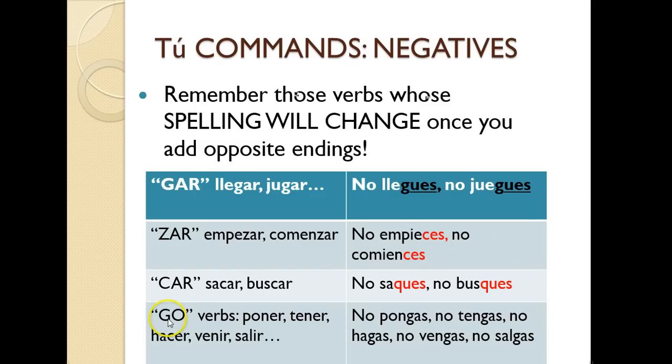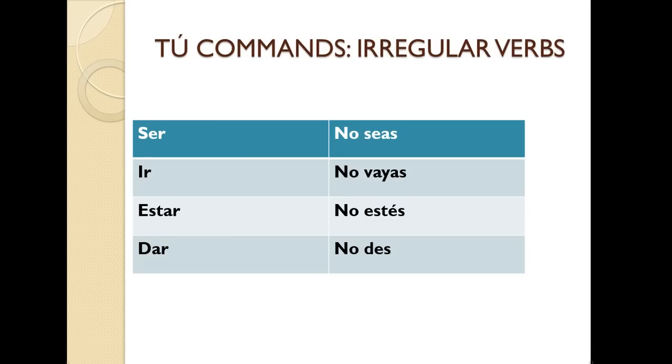And then remember verbs that are go verbs. Since we're putting verbs first in the yo form, all of these go verbs in the yo form present indicative have that irregularity, have that go. So no pongas, no tengas, no hagas, no vengas, and no salgas. And then here are our tú commands that are irregular in the negative form. We've got seas, vayas, estés, and des.